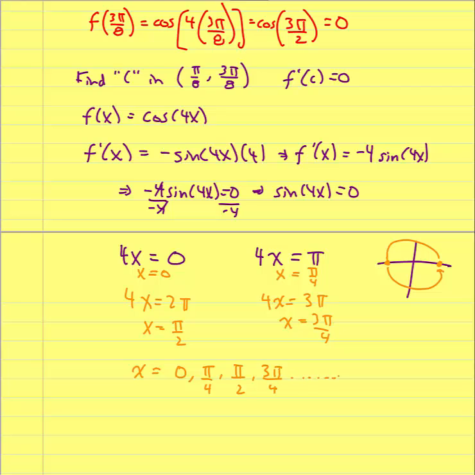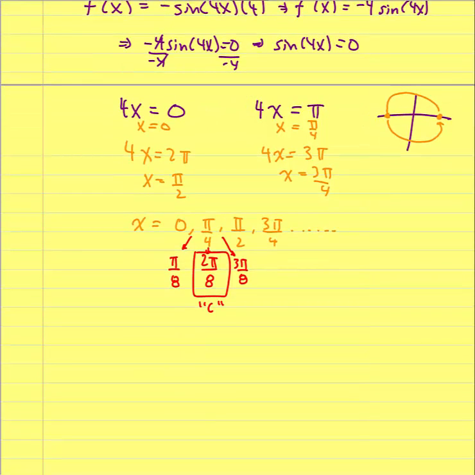Now, where does pi over 8 fall in this? Well, pi over 4 is 2 pi over 8. So this is equivalent. Our interval goes from pi over 8 to 3 pi over 8. So somewhere between pi over 8 and 3 pi over 8 is this value of 2 pi over 8, and that's the value of C guaranteed by Rolle's theorem.